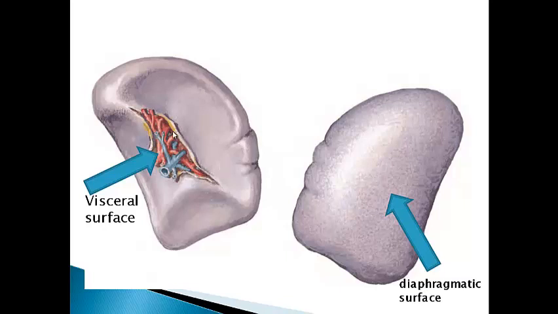Another thing I want to point out on the medial side here is the region of the spleen where the blood vessels come in, the vein comes out and the artery goes in. We've seen this concept in other organs. So this is going to be called the hilum of the spleen.